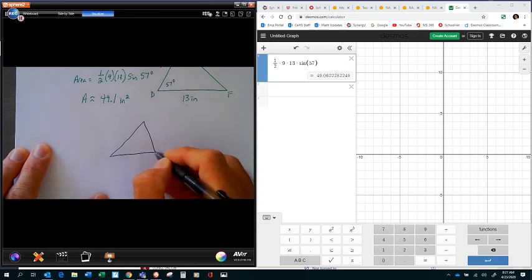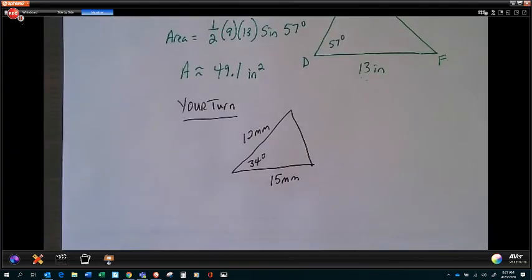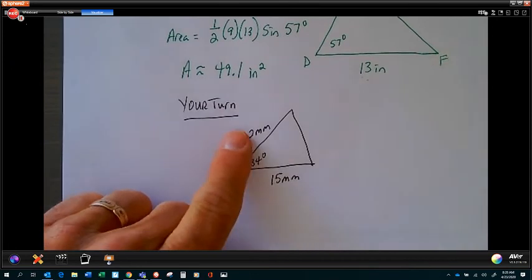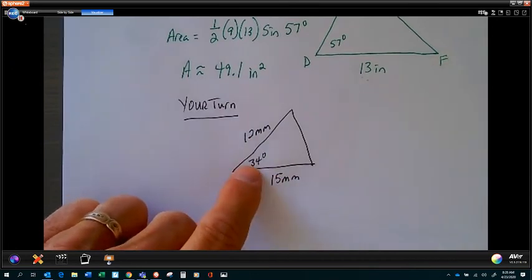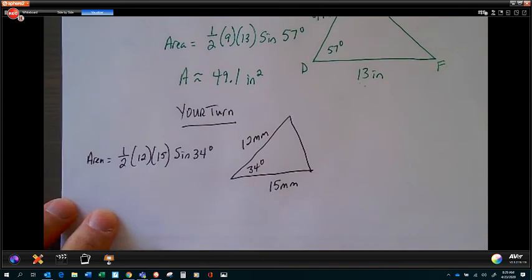So I'm going to pause it and give some more video time. Okay, we're going to take it in steps. Here's your triangle. Find the area to the nearest tenth. Again, you got two sides and the included angle. Go ahead and get the problem set up, and when you have it set up, go ahead and see if it matches mine before you make your calculations.